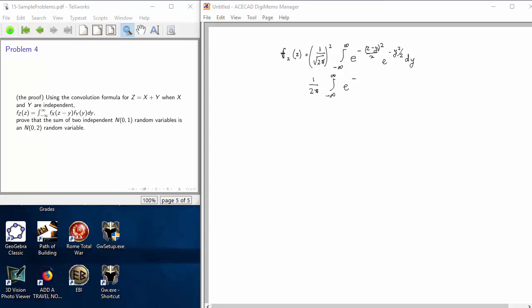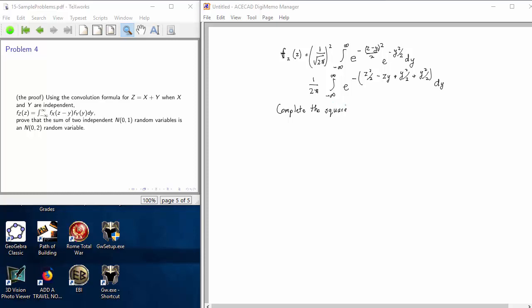So I've got e to the what? I've got e to the minus, well, expanding z minus y squared, I've got z squared over 2 minus zy plus y squared over 2. And then I've got another y squared over 2 from the second exponent. Now comes the trick. Remember back in middle school when you were learning the quadratic formula and you had to complete the square? Basically, that's what we're going to do here.